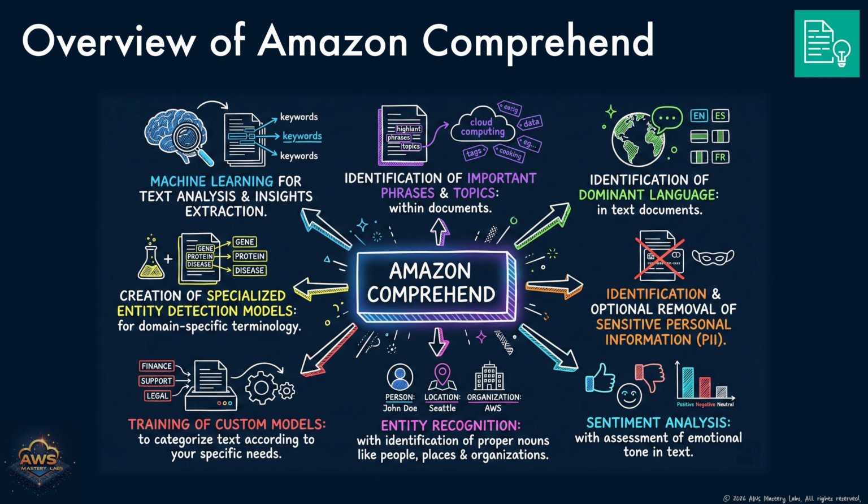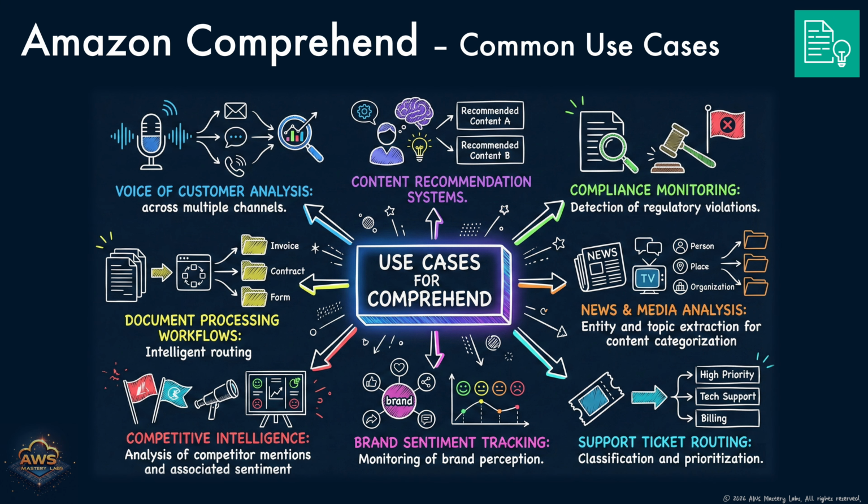Amazon Comprehend isn't just a powerful natural language processing tool, it's also highly versatile, with a wide range of practical, real-world applications across industries. One of the most popular applications is voice of customer analysis. By analyzing customer feedback from surveys, social media, product reviews, and support tickets, Comprehend helps businesses understand what customers are saying and how they feel.